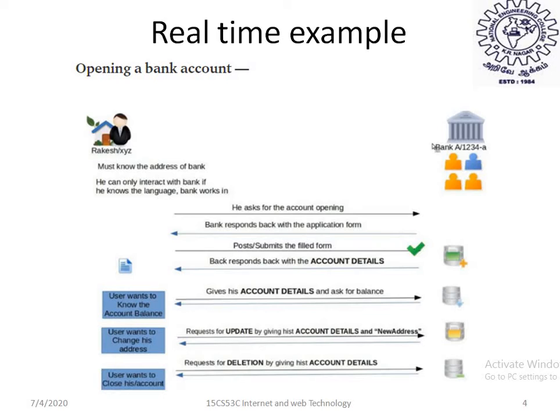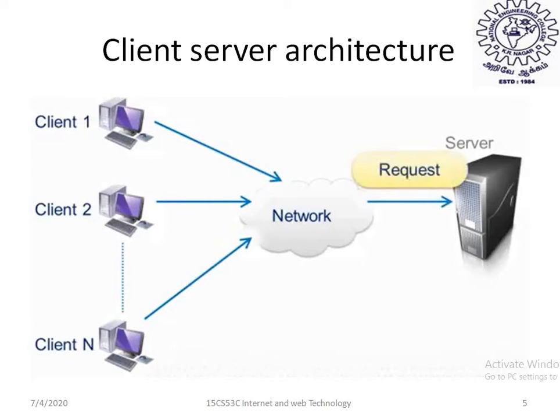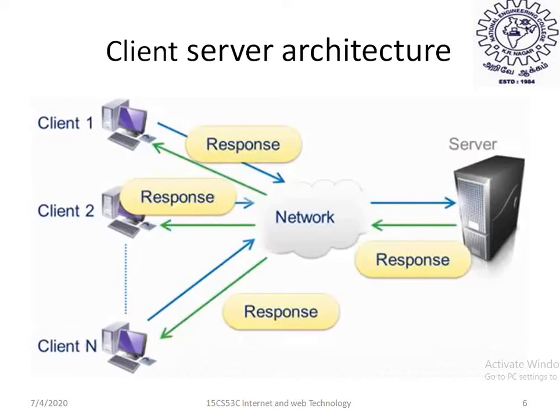So this is the best example for client server architecture. Here the client is the customer and the server is the bank. This is a figure depicting a client server architecture in which multiple clients request services from the server. The server in turn receives the request, prepares a response, and provides the services to the clients.